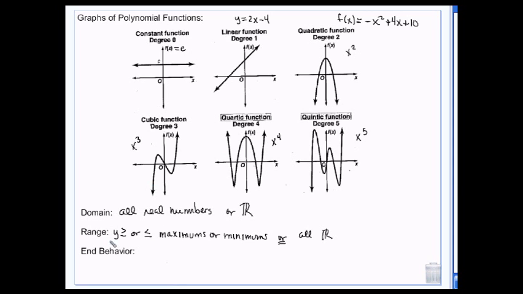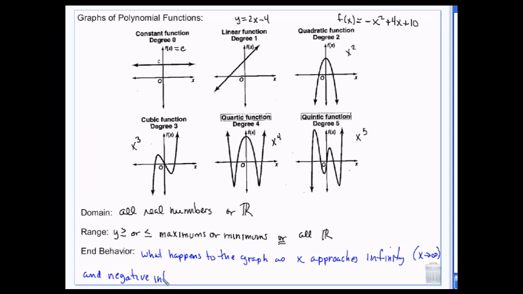End behavior, you'll need to understand what this means. End behavior is what happens to the graph as x approaches infinity, which is symbolized like this, and negative infinity, which is symbolized like that. So as you can see here, as x approaches infinity, we're going up. As x approaches negative infinity, we're going down. So that's what's happening at the ends of the graph, the end behavior.